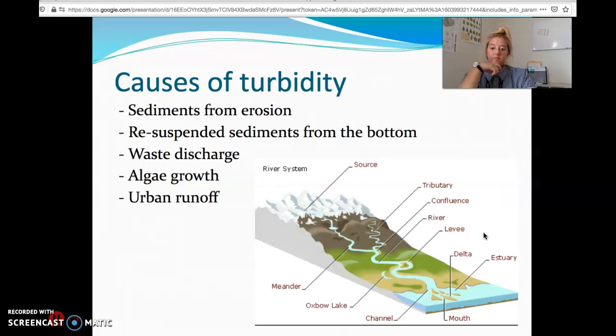Causes of turbidity: sediments from erosion, we talked about that. Resuspended sediments from the bottom, so is the river eroding away the edges of its side? Is it picking up sediments that were settled on the bottom? Waste discharge, so as sources come in through the river, they can bring with them sediments. Algae growth can cause some turbidity, and urban runoff as well, with the sediments running off from urban areas, can cause the water of a river or lake to become more turbid or less see-through.